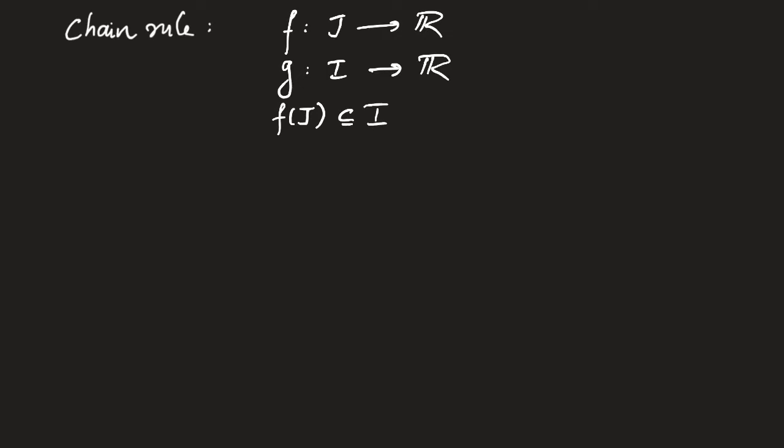So what we have is two functions, f from J to R, g from I to R, and we are given that f of J is contained inside I. Because f of J is contained inside I, we can define g composed with f. Why? Because if you take f of x for some point x, then f of x lies inside the domain of g, as f of J is contained inside I. So we can talk about g of f. So g of f is a function from J to R.